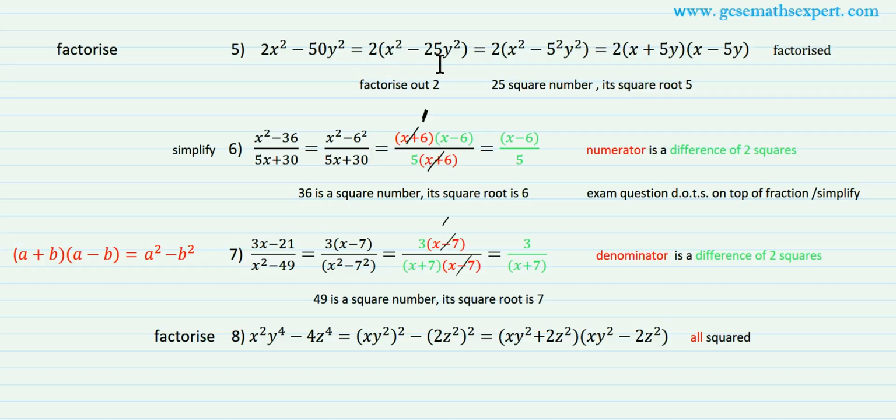Okay, now this 25 is a square number. The square root is 5. So you write it using the 5 squared. So this is 2 times x squared minus 5 squared times y squared. This is 1 squared, take away another squared. So we use this again, difference of two squares. Yeah, so we put the 2 outside, carry this 2, so this will be x plus 5y, one bracket, then it will be x, take away 5y, so it's factorized.